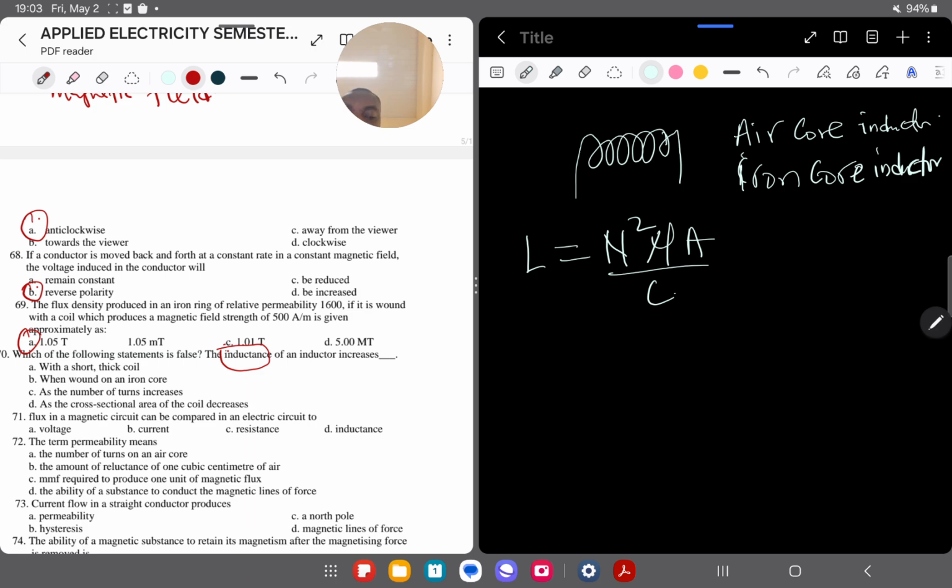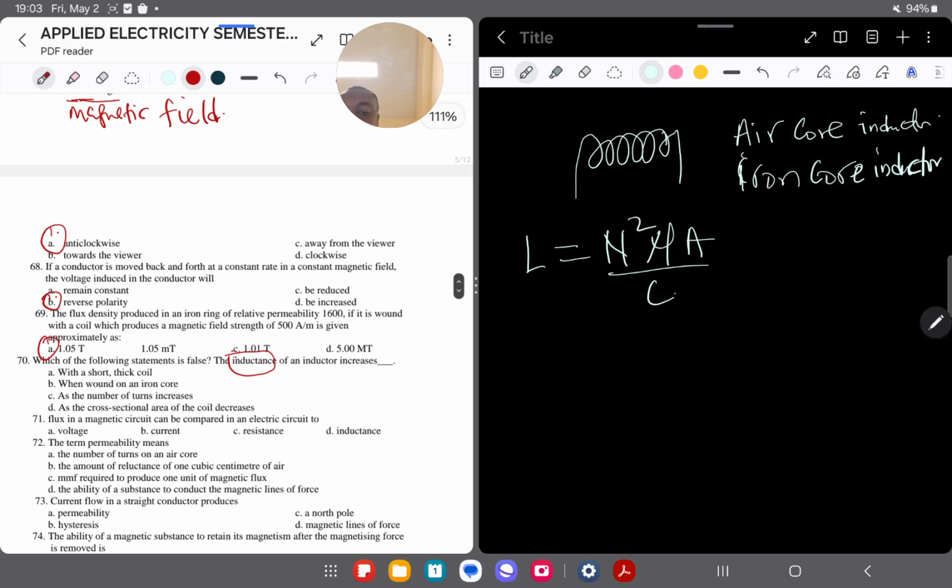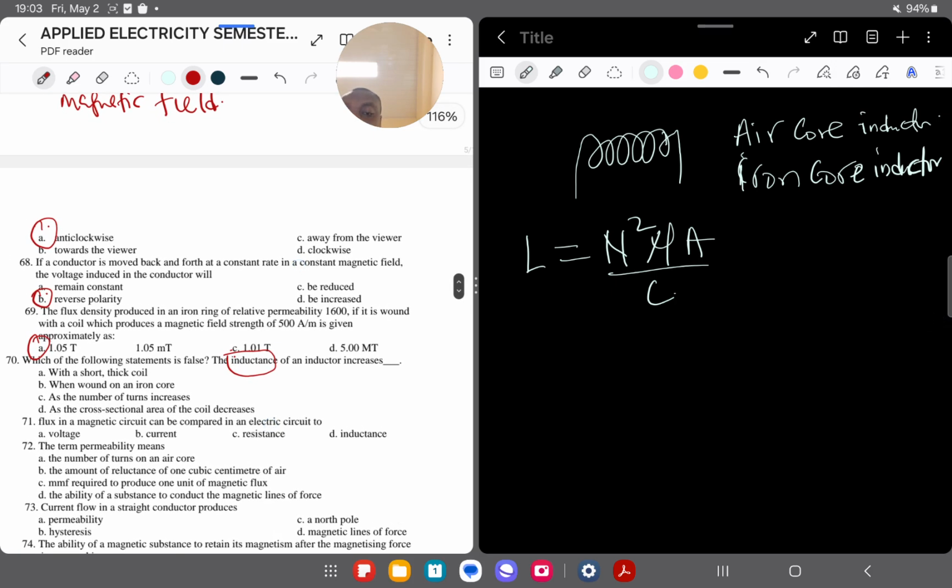This is the formula we are going to use to answer question 70. Which of the following statements is false? We are looking at the statement which is going to be false. The inductance of an inductor increases: A, with a short, thick coil. What we mean by a short, thick coil, meaning here, if you have a wire that is, let's say, long.